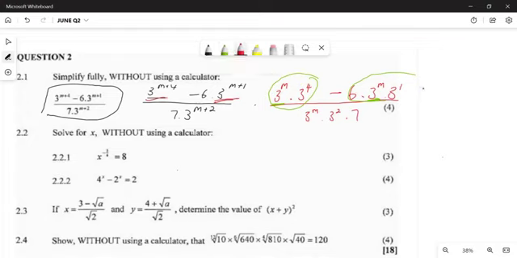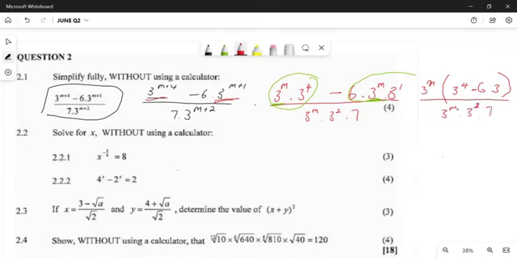If I take out something common here, I'm going to have 3 to the power of m, and then what am I going to remain with? 3 to the power of 4, minus 6 multiplied by 3 to the power of 1. Since it's 3 to the power of 1, I don't have to write the 1. So it's bracket, all over, 3 to the power of m multiplied by 3 to the power of 2, and then multiplied by 7.